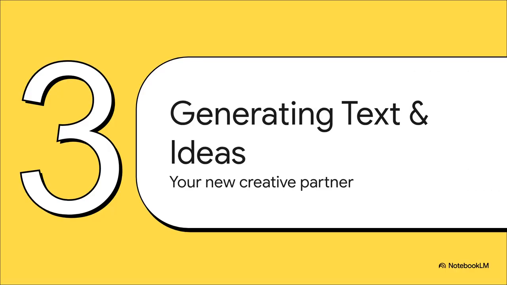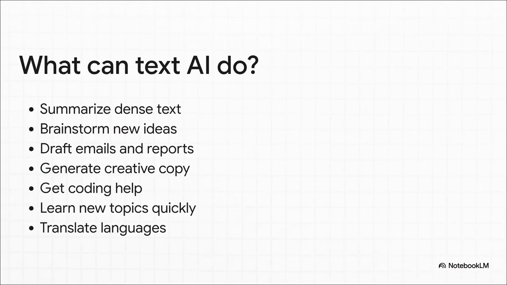Okay, so you've got the prompting skills down. Let's put them to work. In section 3, we're diving into generating text and ideas. This is where AI really starts to feel like a new creative partner. So what does that actually mean day to day? Well, imagine taking a super dense 50-page report and getting a perfect summary in like 10 seconds. Or maybe you're stuck on a project. You can just ask it to brainstorm 20 new ideas for you. From drafting those really tricky emails to getting help with code, it's just an incredible time saver.